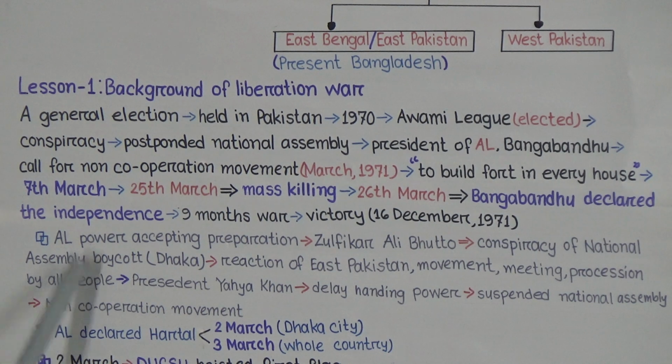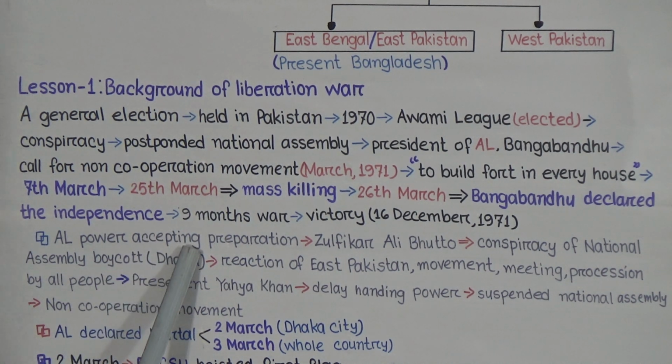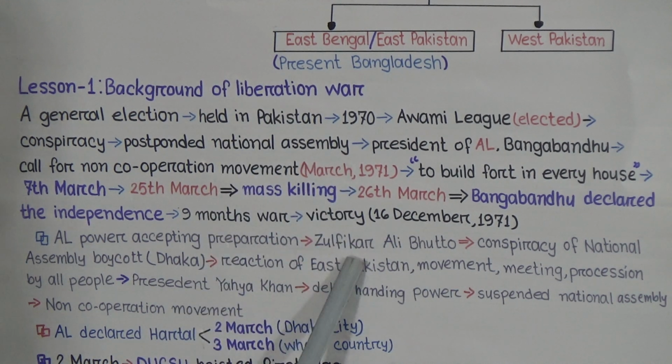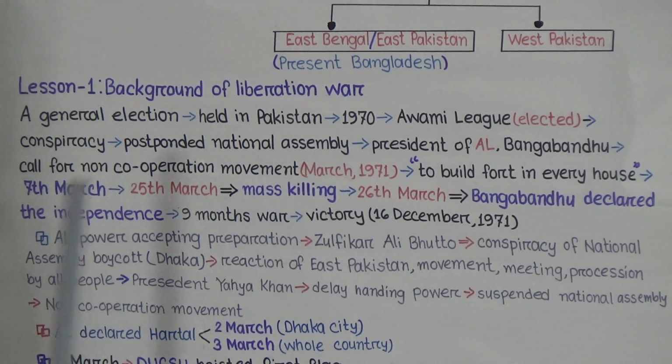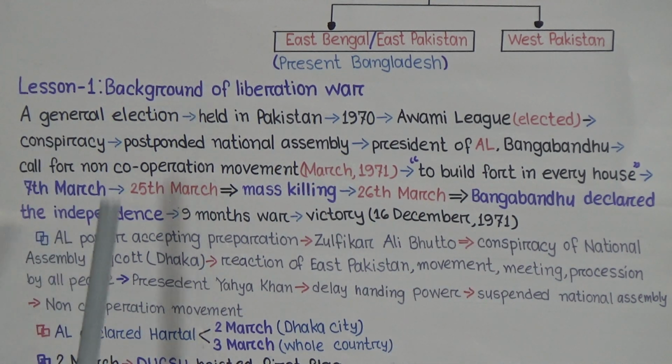Now, Awami League's preparation to accept power. In 1970, when Awami League got elected, it was preparing to accept its power. But that time, Zulfikar Ali Bhutto, who made a conspiracy about the National Assembly, boycotted the National Assembly, which was going to be held at Dhaka.